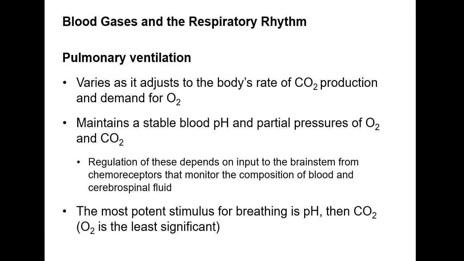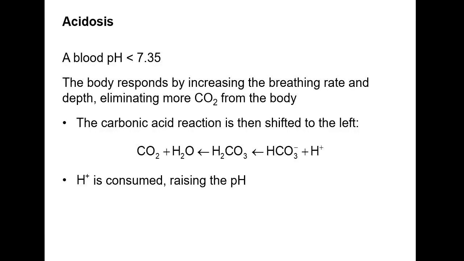After that, we look at CO2 levels. Those can affect pulmonary ventilation rate as well. And after that, we look at oxygen levels. Again, if the blood pH is too low, let's say less than 7.35, your body will respond by increasing your breathing rate and breathing depth to help you get rid of more carbon dioxide from the body. When carbon dioxide accumulates in the body, it leads to a more acidic pH. So the more carbon dioxide you have in your blood, the more acidic the blood pH will be. If we eliminate more of that carbon dioxide, we can raise the pH.